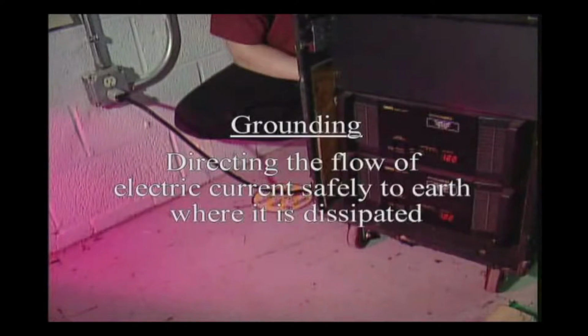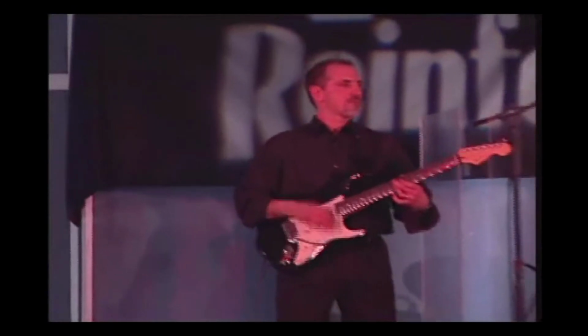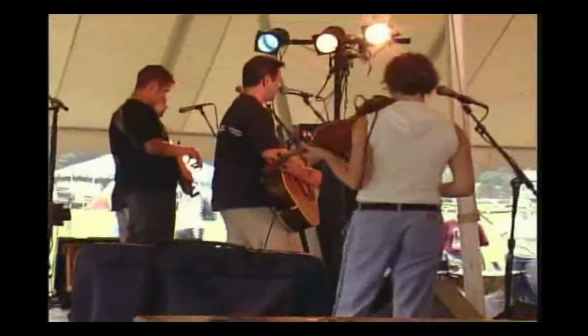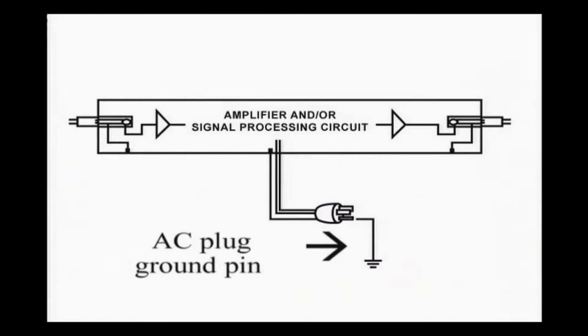Grounding is the directing of the flow of electric current safely down to earth where it's dissipated. The primary reason we do this is to prevent the electric current from taking a course to ground through our bodies and exposing us to electric shock. It's very important to understand that electrical problems aren't just annoying. A sound system, even a smaller system, can produce enough current capable of seriously injuring or even killing someone if not properly grounded.